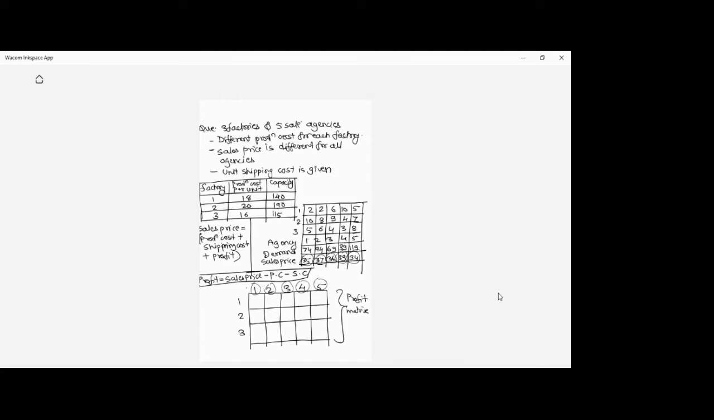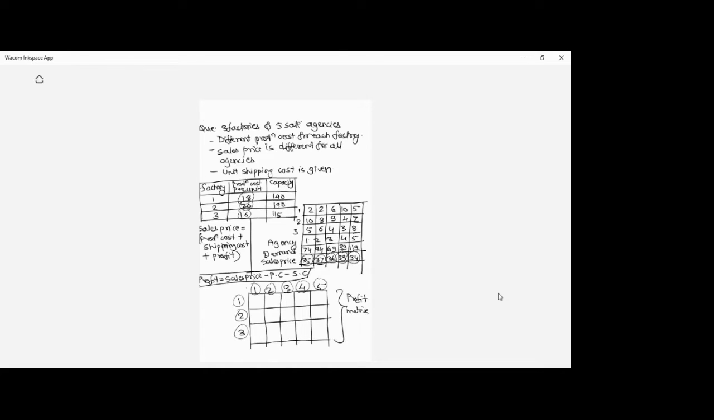Similarly, for the factories, factories won't have a sales price; they will have the production cost. Factory 1 has 18 production cost, so across all of row 1, the production cost will remain constant as 18. Similarly, for factory 2, you have a production cost of 20, and across row 2 the production cost will remain constant as 20. For factory 3, you have a production cost of 16, and across this entire row the production cost will remain constant.